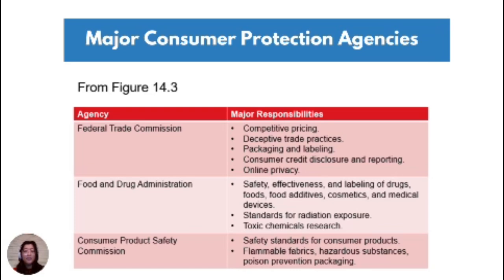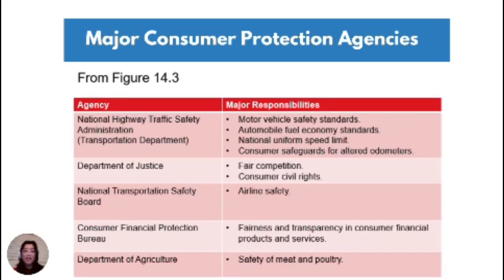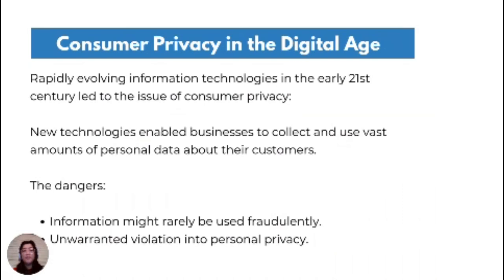So, this figure shows the major consumer protection agencies and their major responsibilities. We have the Federal Trade Commission, Food and Drug Administration, Consumer Product Safety Commission, National Highway Traffic Safety Administration, Department of Justice, National Transportation Safety Board, Consumer Financial Protection Bureau, and the Department of Agriculture.